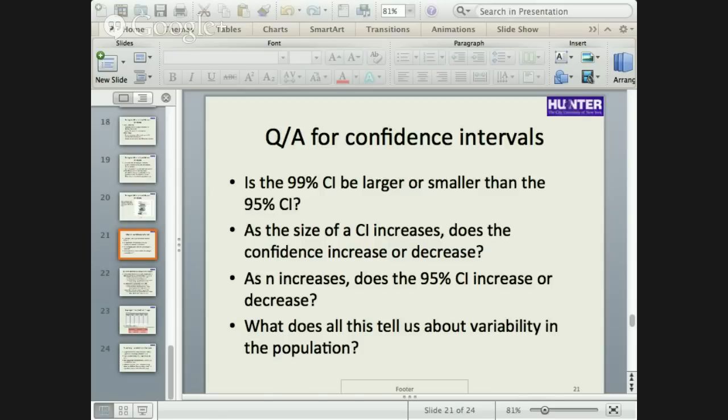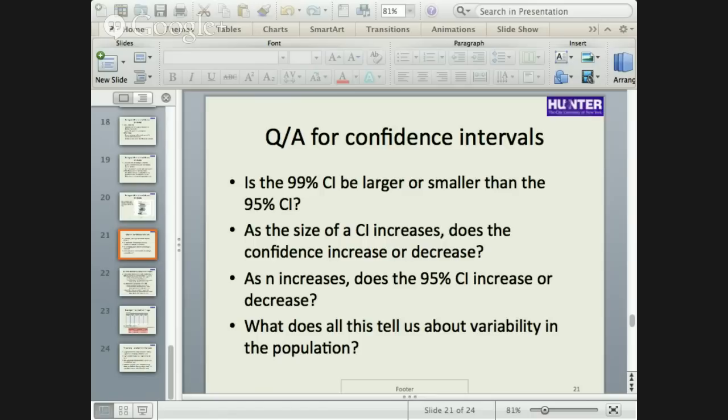And as the size of a confidence interval increases, does the level of confidence increase or decrease? Increases. You guys are doing great. Okay, so for a fixed confidence level, say 95%, as we increase the size of our sample, n, what happens? Decrease, did you say? Yes, good. Yeah, it decreases. Why is that?